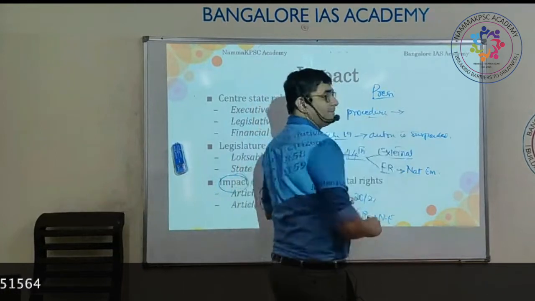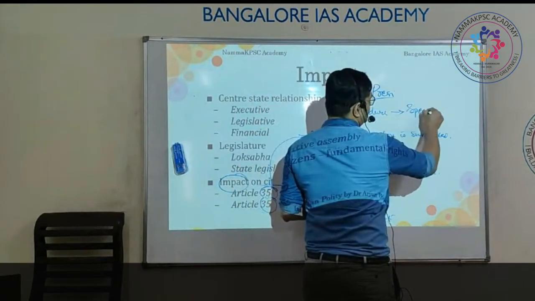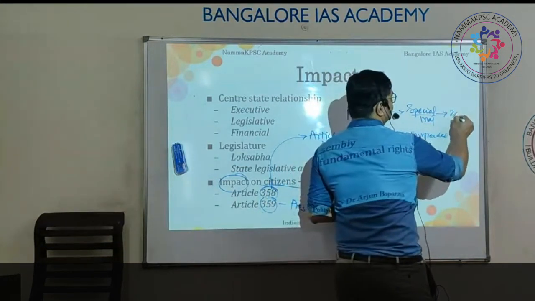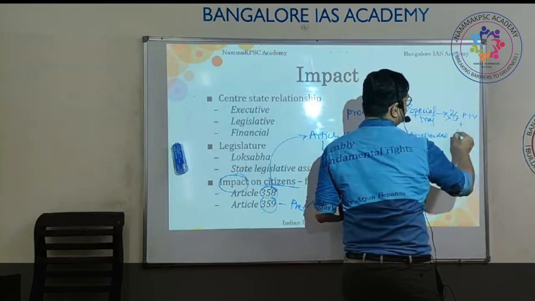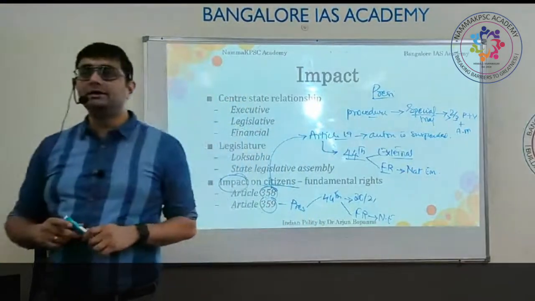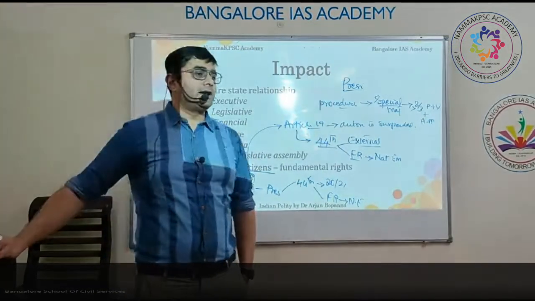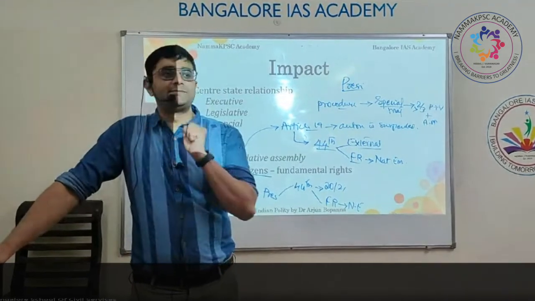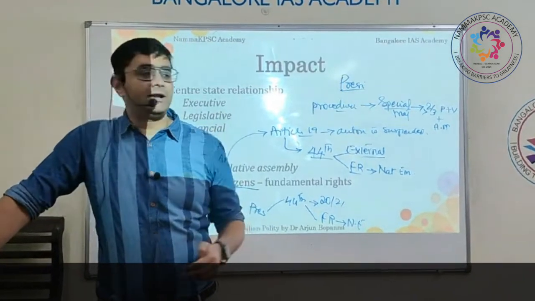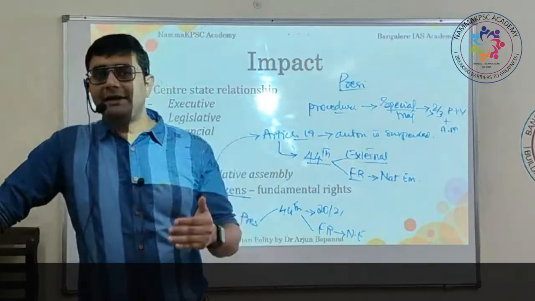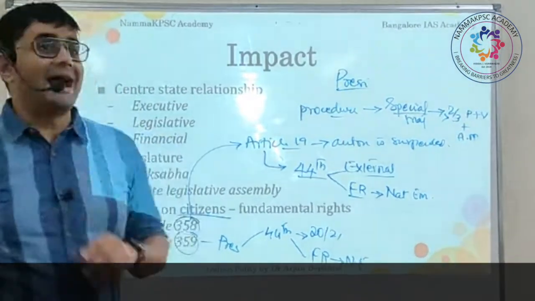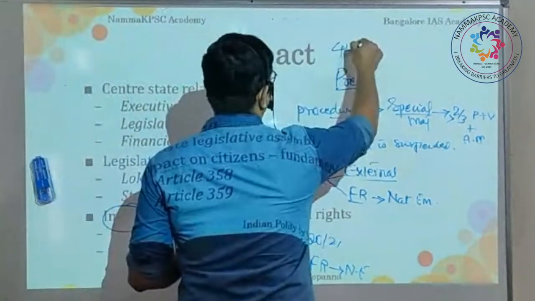It has to be approved by the Parliament by special majority. By special majority. What kind of majority? 2/3. More than 2/3 present and voting plus absolute majority. So it has to be approved by the Parliament. Once it is approved by the Parliament, it will remain in force for 6 months. It has to be approved every 6 months by the Parliament. Otherwise, automatically it will come to an end. You understood? This was added in the 44th Constitutional Amendment Act.